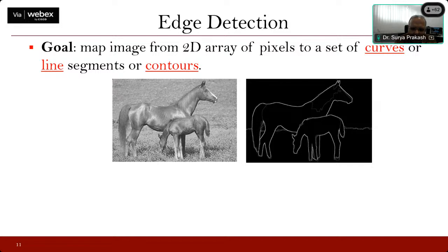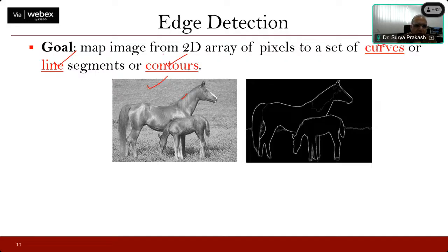So obviously the goal of edge detection is to identify, in a given image, those pixels which are representing the edge pixels, or we can say the pixels which are representing the curves, line segments, or the contours, right? So these are basically those pixels which are defining the boundary between two homogeneous regions.